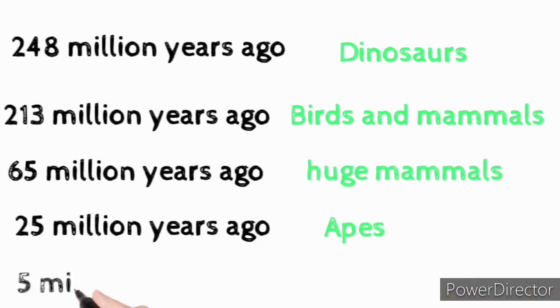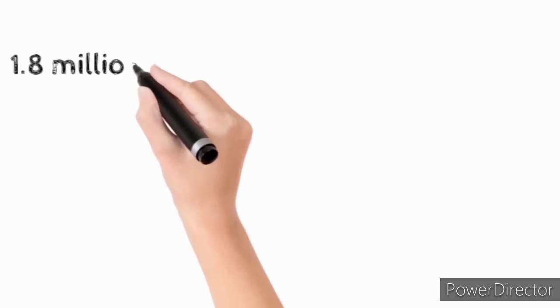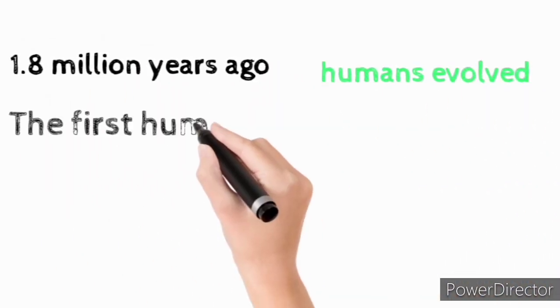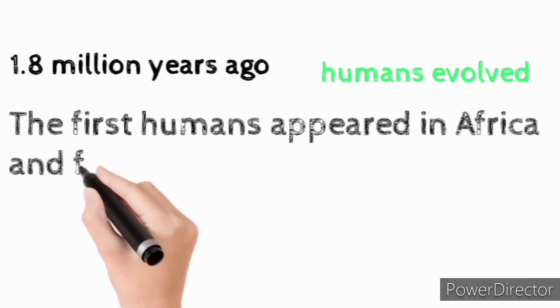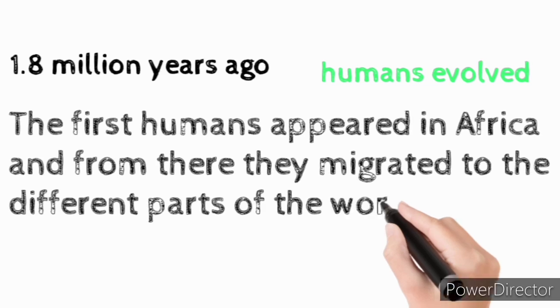25 million years ago, apes. 5 million years ago, bipeds. And 1.8 million years ago, humans evolved. The first humans appeared in Africa, and from there, they migrated to the different parts of the world.